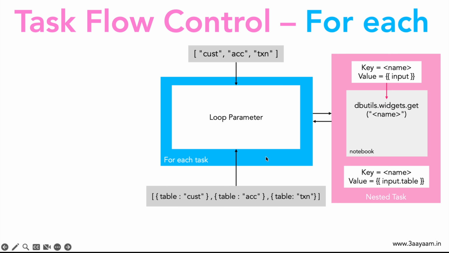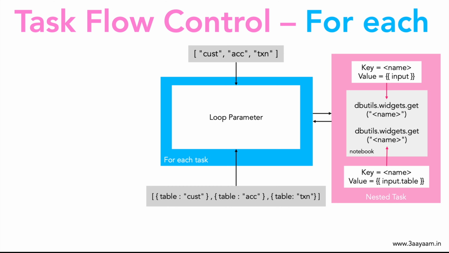So we define the loop parameters in the for each task, and we define the key and value in the nested task. And then we use the dbutils widgets utility to get the values every time. The name would be the name of the key, whatever we provide in the nested task. So this is the first way of doing it.